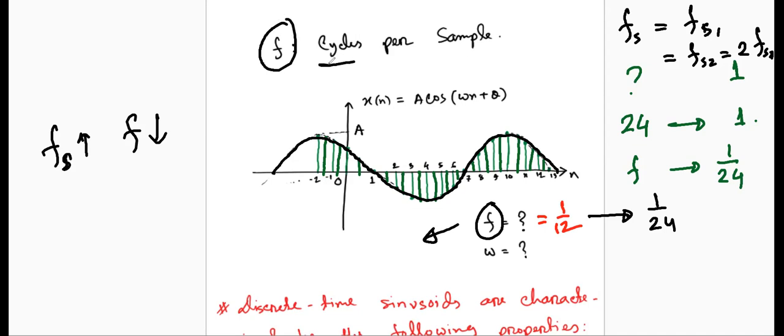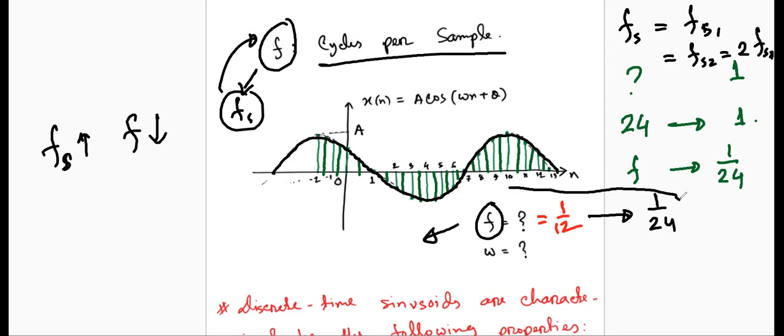frequency, that means cycles per sample, this is the frequency. This actually depends on two factors. One is definitely the analog frequency as well as the sampling frequency. Since it relates to the sampling frequency, that's why this frequency is known as a relative frequency. And this omega is also a relative frequency.